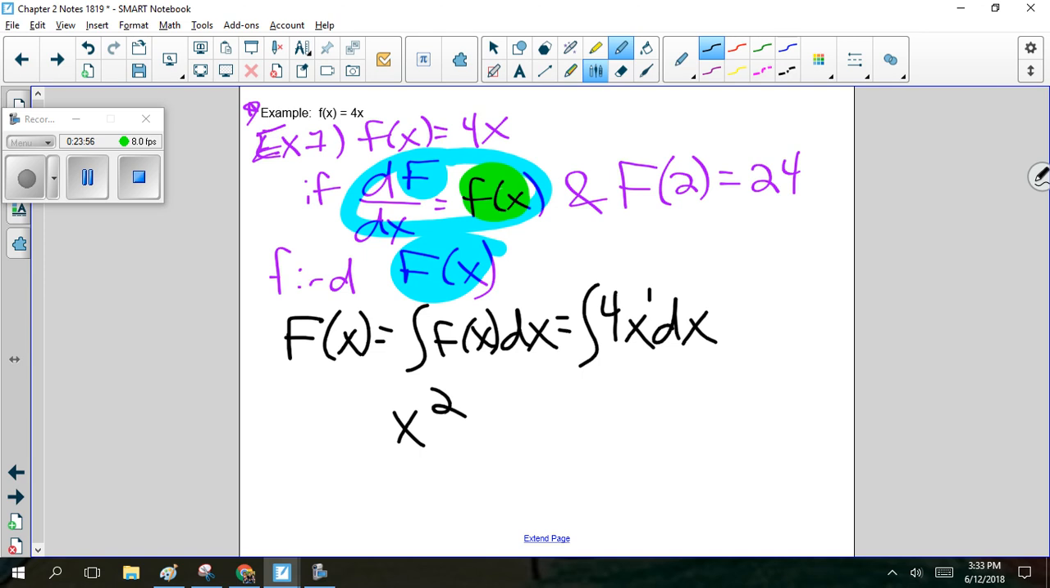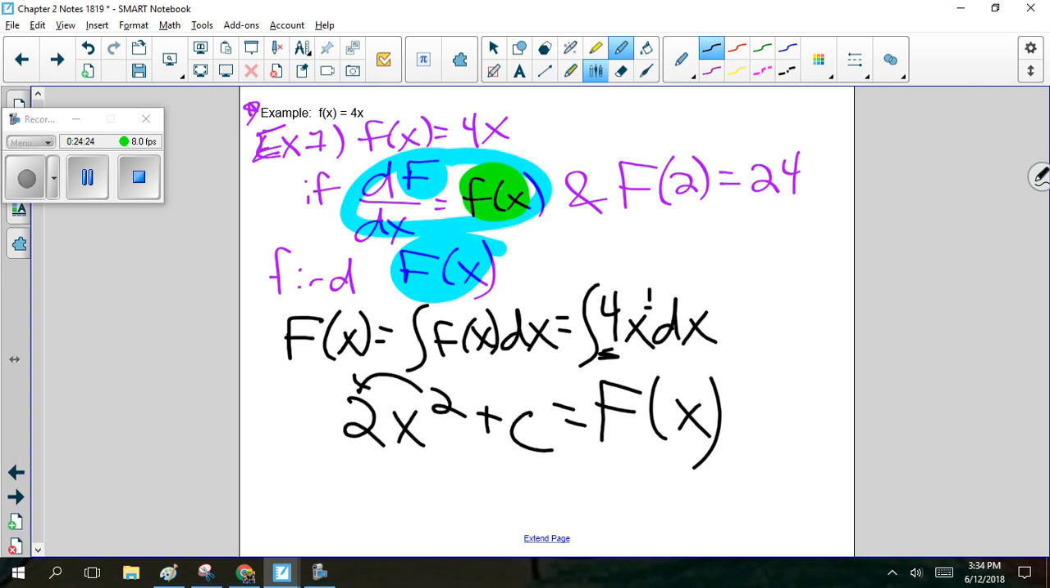Okay, because when you take your derivative, it's going to decrease by 1. So now the question is, when I take the derivative of this, how am I going to end up with 4? Well, 2 times what is 4? Oh, this has got to be 2, right? Because then when I take the derivative, I'm going to have 2 times 2, that'll give me 4. Decrease the exponent by 1, that gives you 1. All right? So you get 2x squared plus c. Okay, so that's what capital F of x is. This is an indefinite integral.